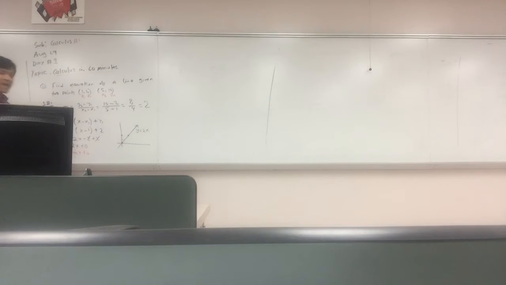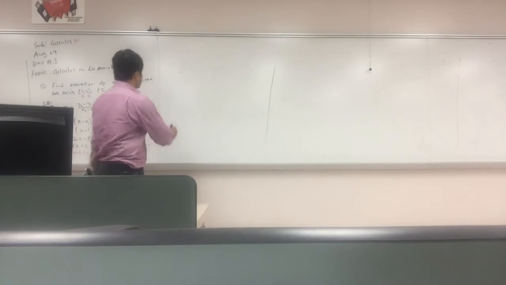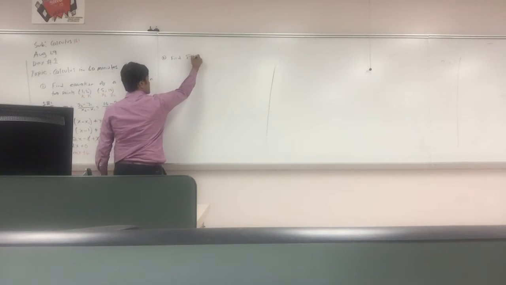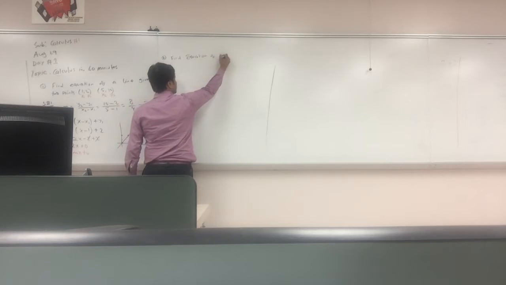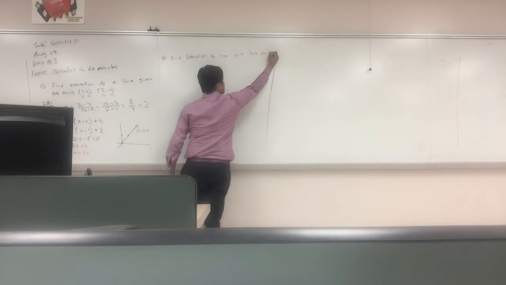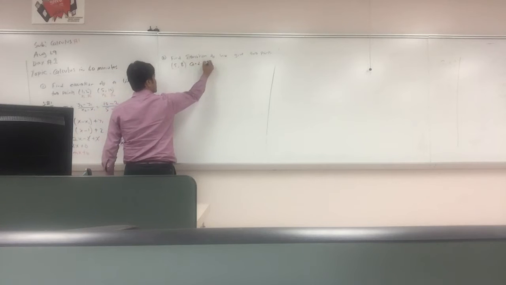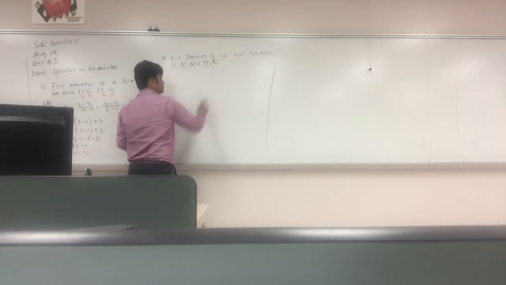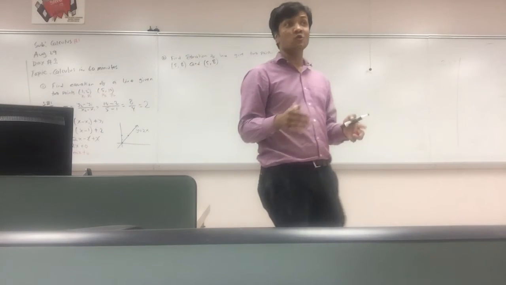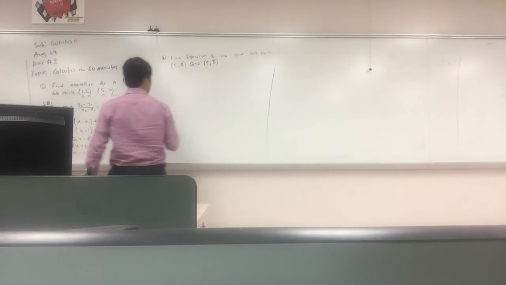Now, if I give you another 2 points to find the slope, let's see. Number 2: find the equation of a line given 2 points, (5, 8) and (5, 8). Is there any way you can find the equation of this line? No. If you can, let me know. I'll give you an A.